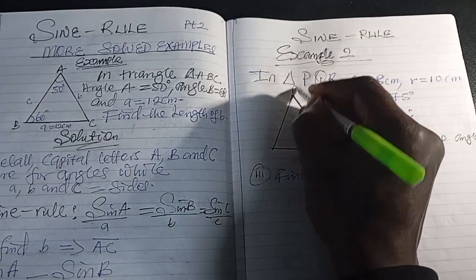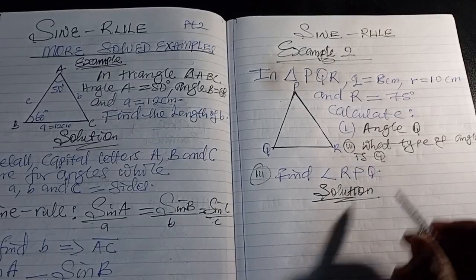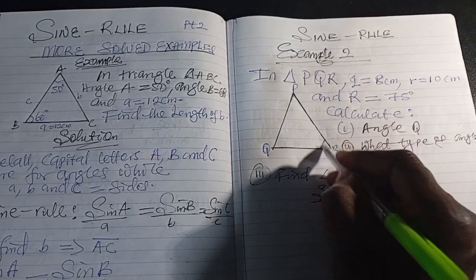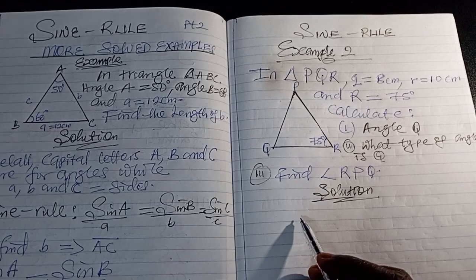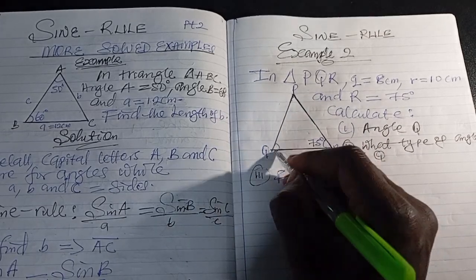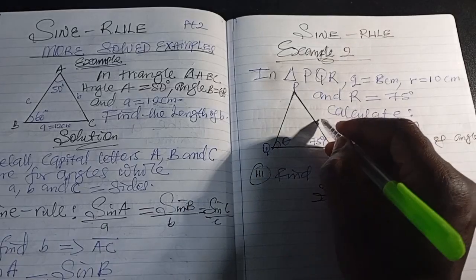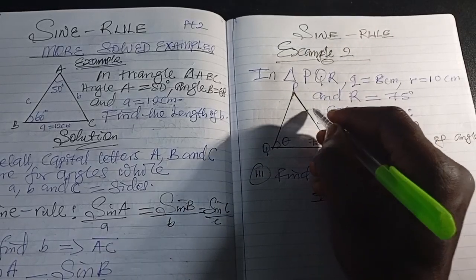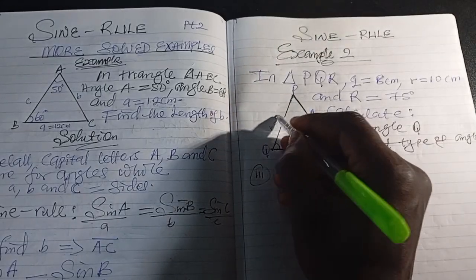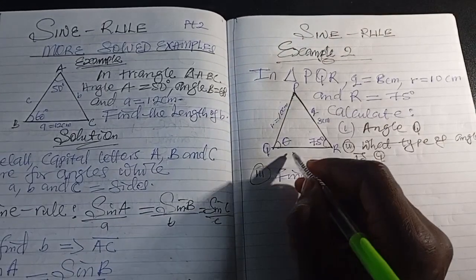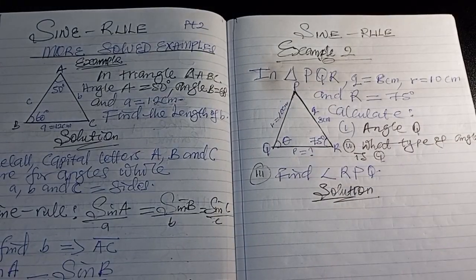Solution. Let here be P, let here be Q and let here be R. Okay, so they said angle R is 75 degrees. So here is 75 degrees. Then angle Q is theta, unknown. Then small letter q is 8 cm. So this is q, 8 cm. Then here is small r, which is 10 cm. Here is small p, which is unknown. We don't know that also.